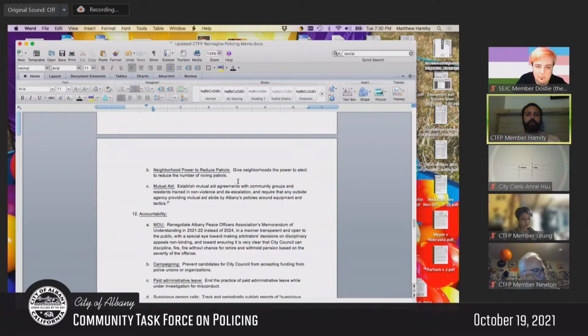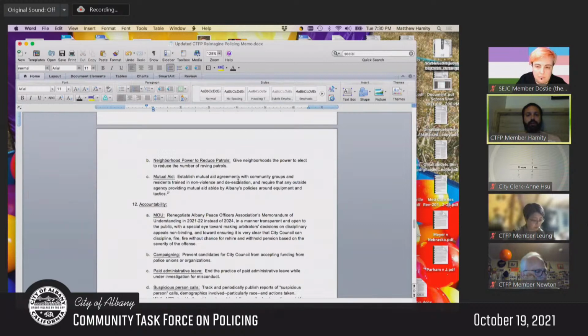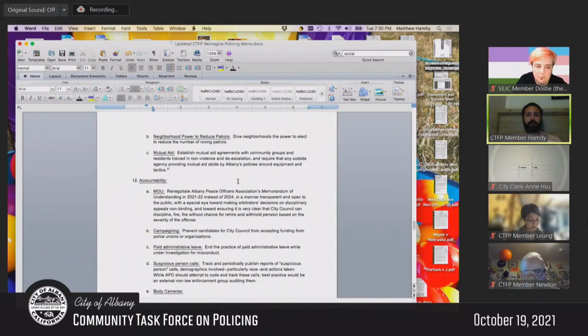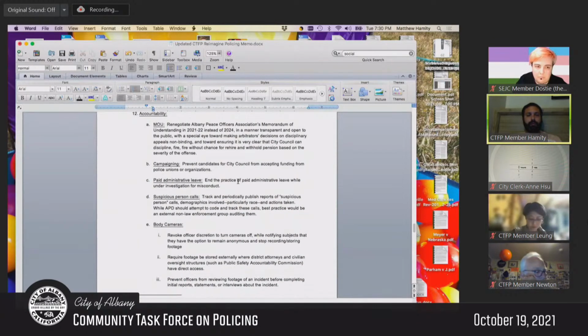Establishing mutual aid agreements with community groups and residents trained in nonviolence and de-escalation, and require that any outside agency providing mutual aid abide by these new policies around policing in Albany. Accountability. We are calling for renegotiating the memorandum of understanding between the Albany Officers Association and the city, I guess in 2021, as soon as possible instead of 2024. Once again, keeping the public apprised of what's going on.